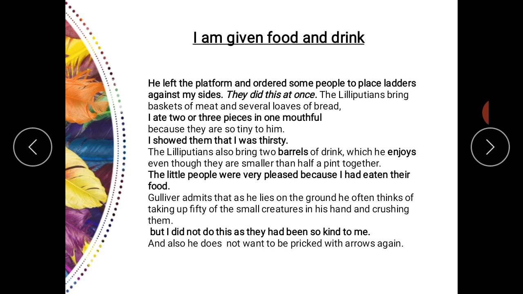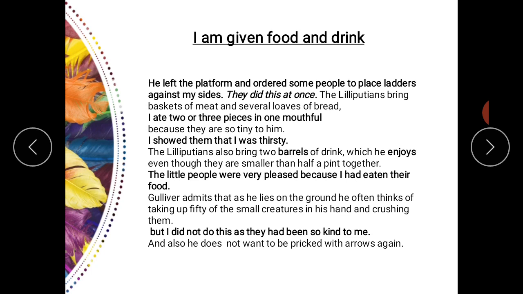Why were they pleased? Because Gulliver had eaten their food. He enjoyed their food, and the little people were very happy to see all that. Gulliver admits that as he lies on the ground, he often thinks of taking a fistful of the small creatures in his hand and just crushing them. But he did not do this. Why, children? What do you guess? Why did he not crush them? Obviously, he was able to do that.